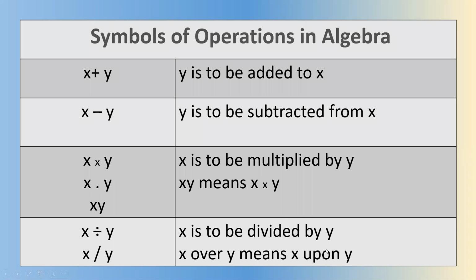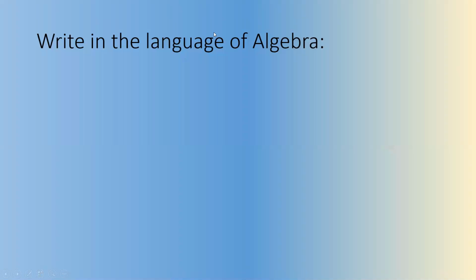Now, x is divided by y. We can write like this: x divided by y, or x over y. Okay, or we can say that x upon y. Now the question is, write in the language of algebra the sum when 12 is added to x. Okay, so simple, x plus 12.